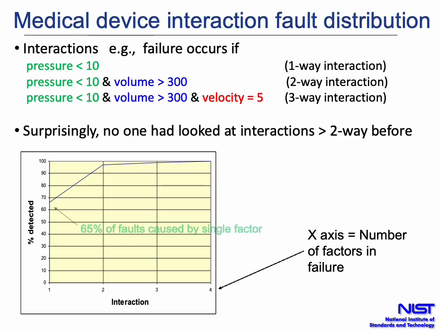So what this research showed was that about 2/3 of the failures were caused by a single factor, and about 95%, 96% in this case, were caused by a single factor or 2 factors interacting, so two-way interactions. And there were no failures in this data set that involved more than 4 factors. And you can see that the y-axis reaches 100 with an x-axis value of 4. So that means 4-way interactions, 4 factors interacting.